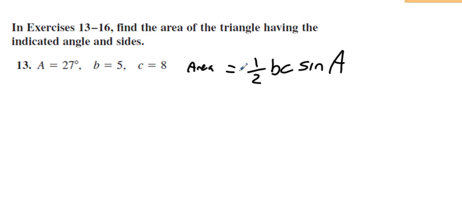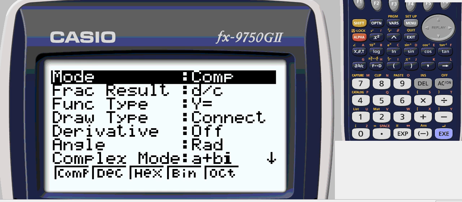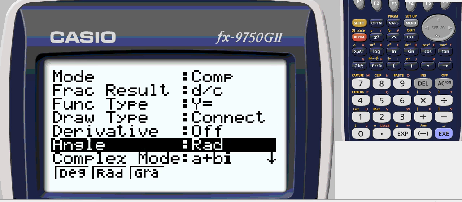So if you know two sides and the angle in between, which is what we've got going on here, angle A is between sides B and C, then the area is 1/2 BC sine A. So we know B, we know C, we know A, just plug everything in. It's 1/2 5 times 8 times sine 27. So go back, make sure your calculator is back in degrees.